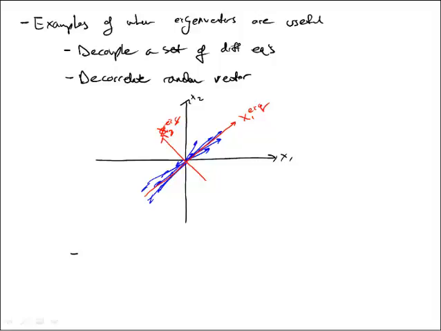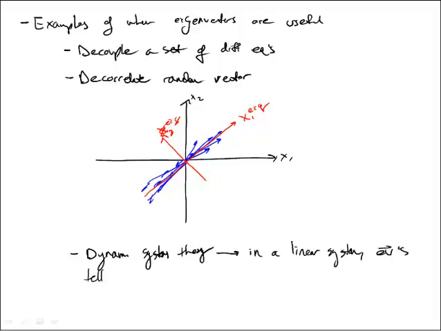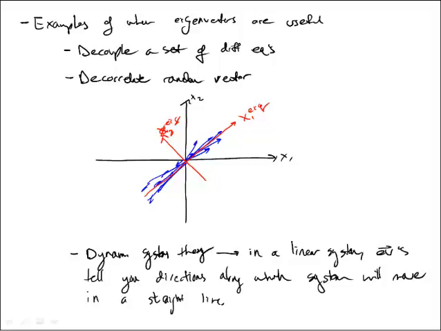Another example is in dynamical systems theory. Specifically, in a linear system, the eigenvectors tell you the directions along which the motion of the system will be in a straight line. And that can be a very useful thing to know when you're trying to figure out how a system behaves around a fixed point. So that's all I've got for eigenvectors. Again, the purpose of this was not to go through and solve a bunch of complicated mathematical problems, but rather just to give you a perspective of what eigenvectors were all about.